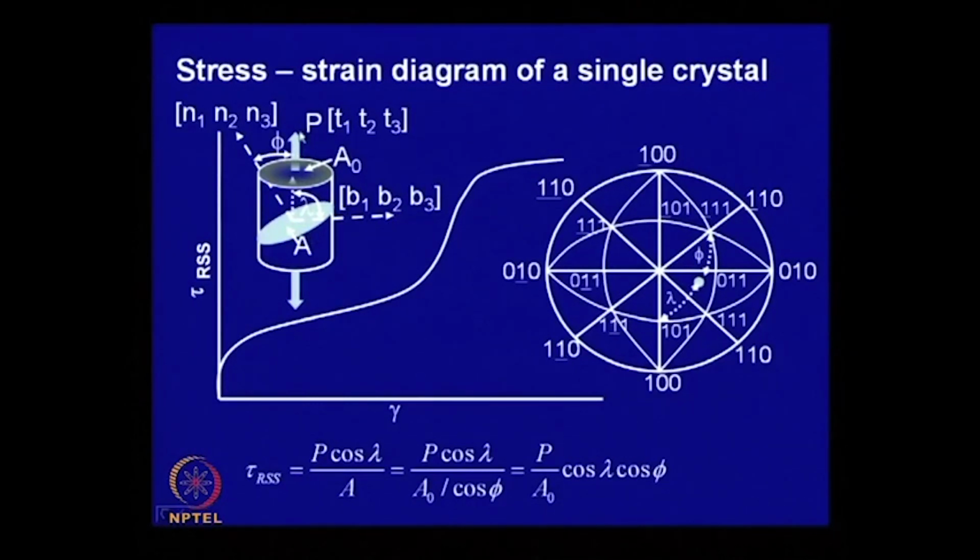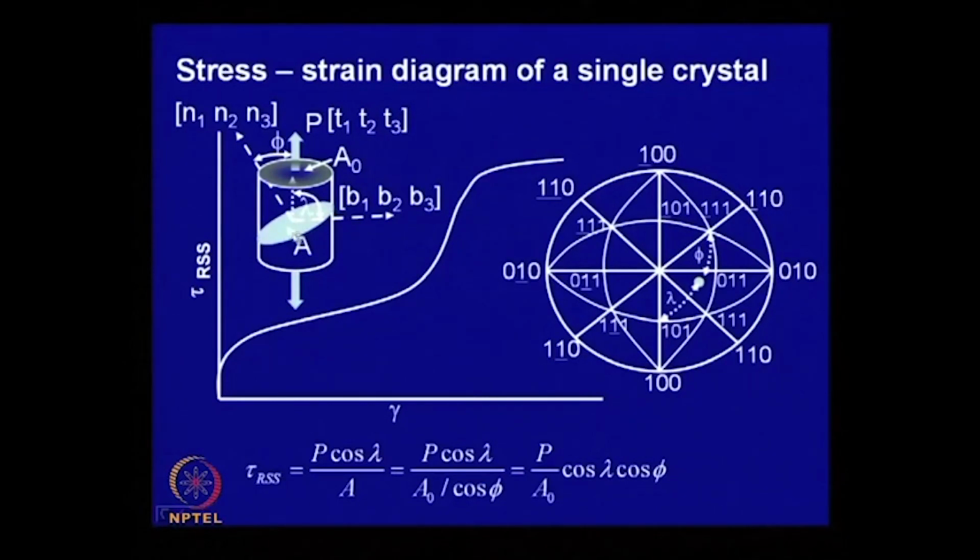So, P is the direction of pull, and this subtends an angle lambda with respect to the slip vector. Therefore, the component along the slip vector is P cos lambda. This is the shear stress along this direction, and this is the pull along this direction. To calculate the stress, you have to divide by the cross section area.